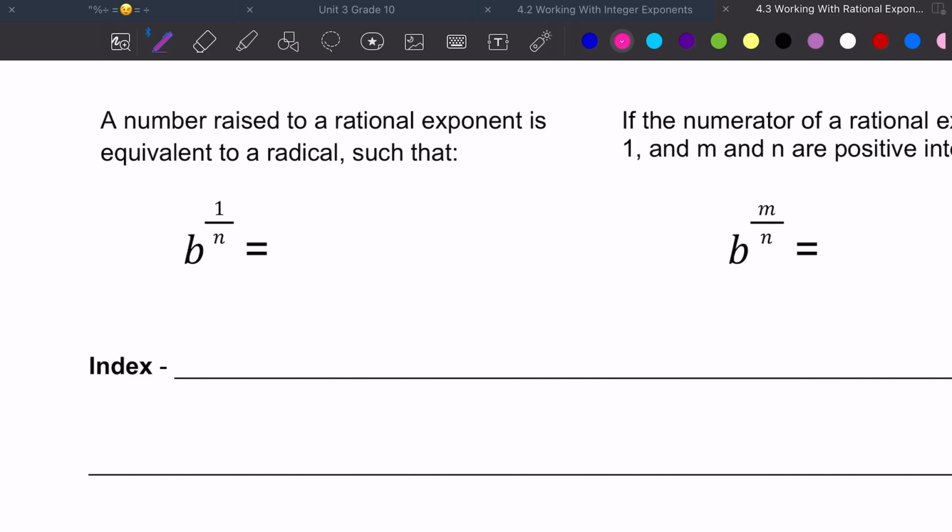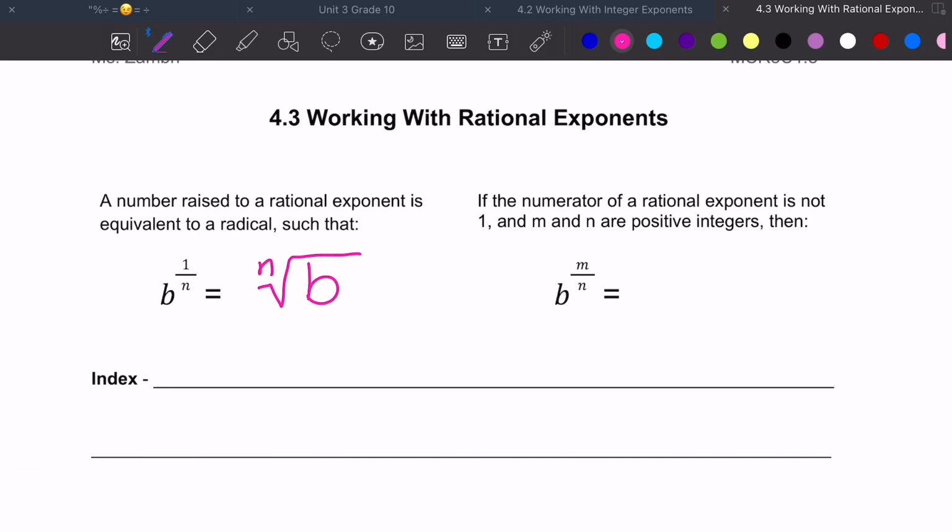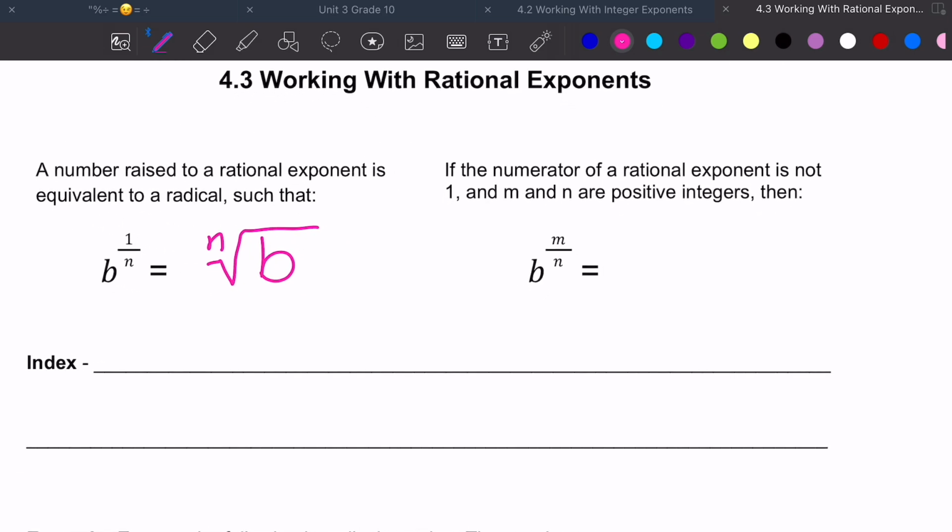All right? So if we have b to the power of a fraction, this is really like saying the nth root of b. If we've got something like 1 over 2 or 1 over 3, nothing is joining b in the square root. So we just have whatever's the denominator, sitting on the little hat of the square root here.